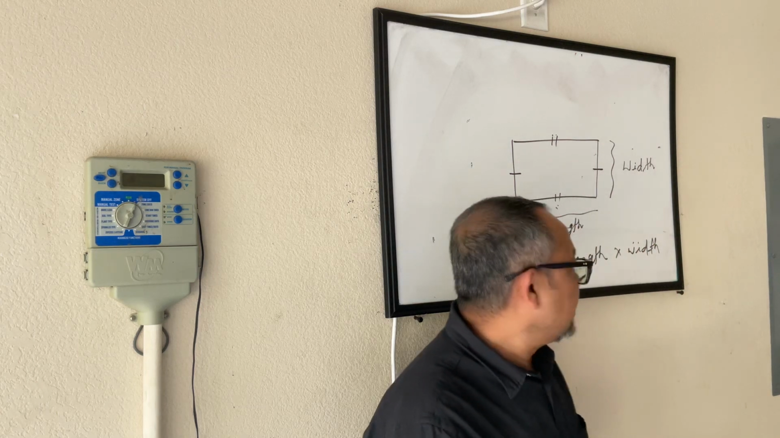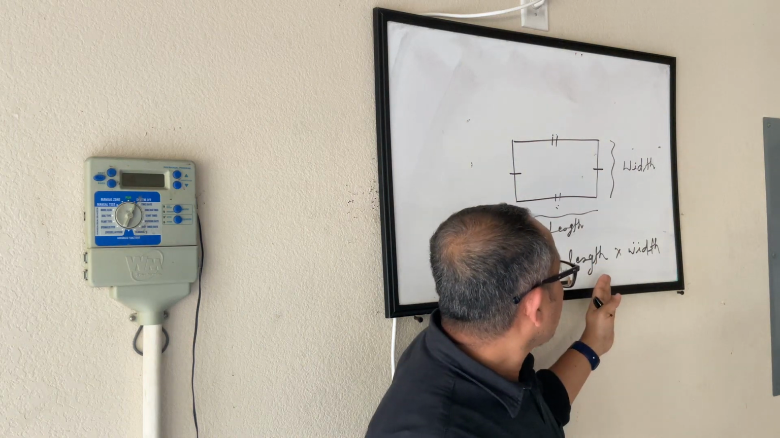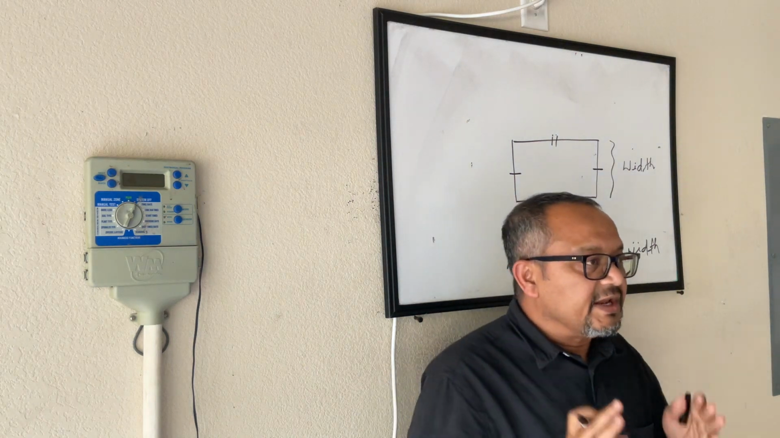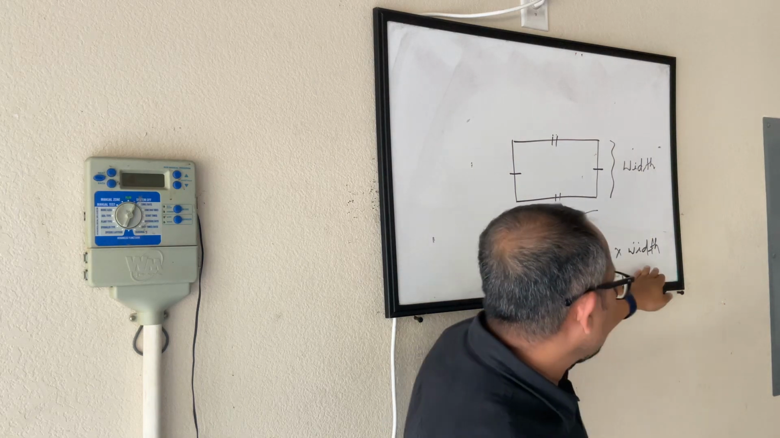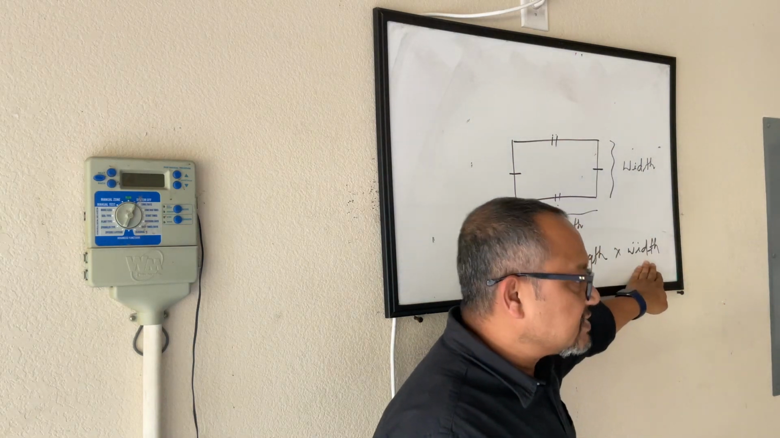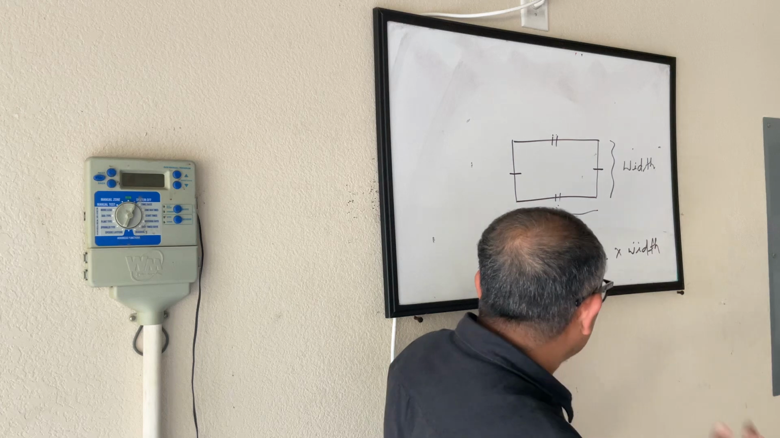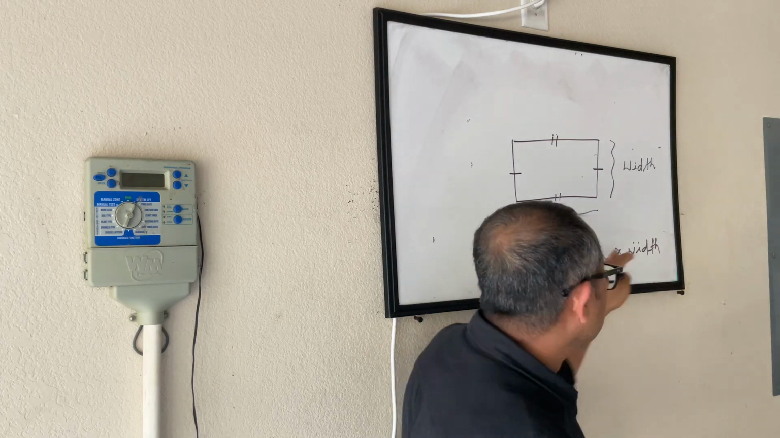Okay. So coming back to this one, when you are talking about area of a rectangle, this is the formula that we derived in the last class. How do you say area of a rectangle is length times width?